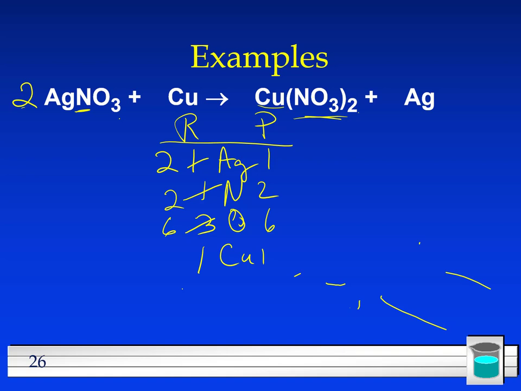Now what do I need to fix? Silver. And silver needs to be a 2 on that side. I can put a 2 there, it gives me 2 silvers. Doesn't affect anything else, and we're balanced.